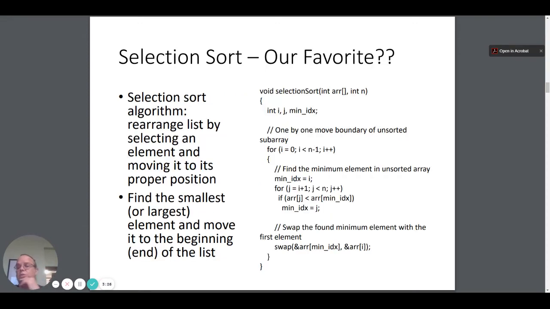So how about selection sort? Was this our favorite from 150? Again, if I ask people to write bubble sort, they end up with selection sort and vice versa. So selection sort was another favorite from CS 150.